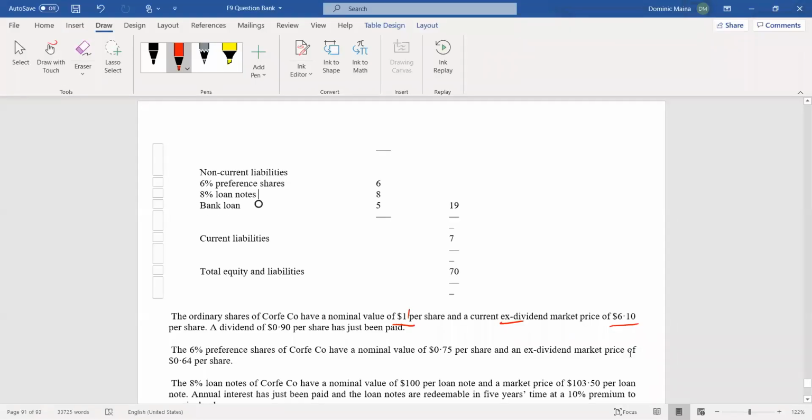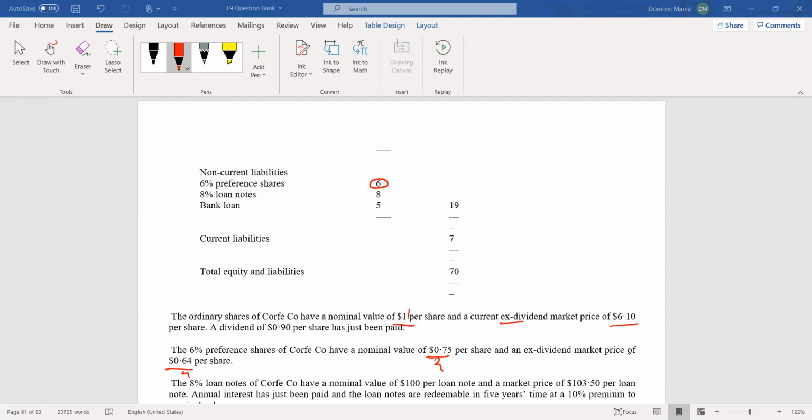The preference shares have a nominal value of 0.5 and an ex-dividend market price of 0.64. The total nominal value of the preference shares is 6 million. Therefore, the number of issued preference shares is 6 million divided by the nominal value per share, 0.75, times 0.64. That gives the total market value of the company preference shares.